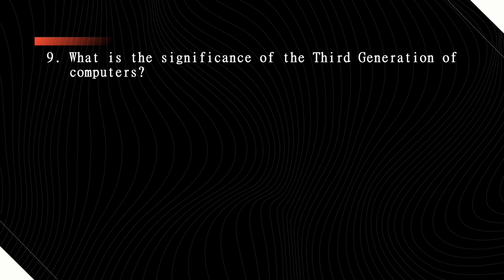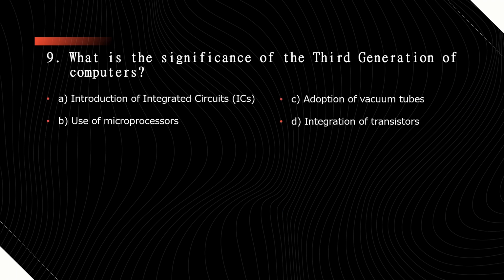What is the significance of third generation computers? Options are: A. Introduction of integrated circuits, B. Use of microprocessors, C. Adoption of vacuum tubes, D. Integration of transistors. Answer is A. Introduction of integrated circuits. The third generation of computers introduced integrated circuits, resulting in smaller and more reliable computers.